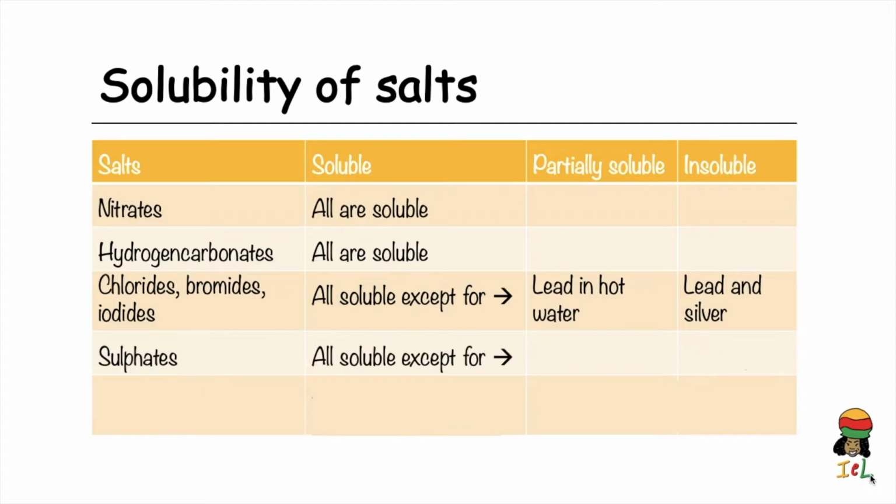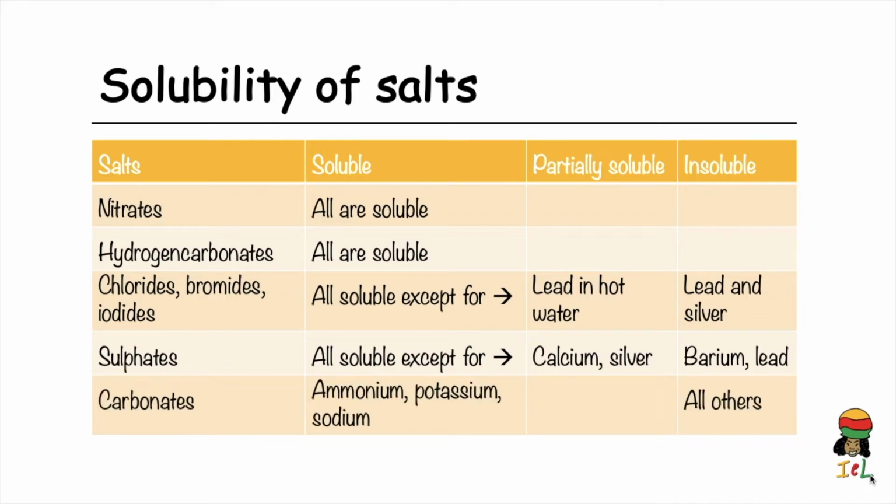Sulfates are all soluble except for calcium and silver sulfates, which are partially soluble in water, and barium and lead sulfate, which are insoluble in water. Next, we have carbonates. All carbonates are insoluble in water except for the carbonates of ammonium, potassium, and sodium, which are soluble in water.